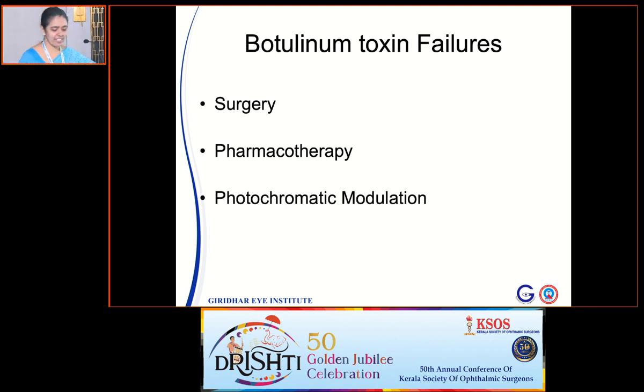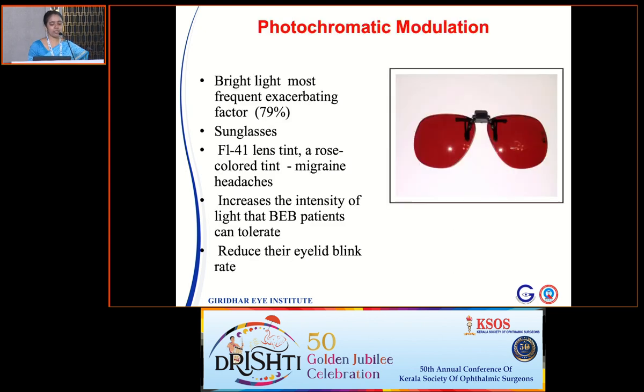Thank you, Dr. Shebin, for the opportunity. Primarily this session is called the orbicularis session. We are basically discussing, on one side, paralysis, and on the other side, overaction. So when botulinum toxin fails, there are many options. Either we can do surgery or pharmacotherapy or photochromatic modulation. So what is photochromatic modulation?